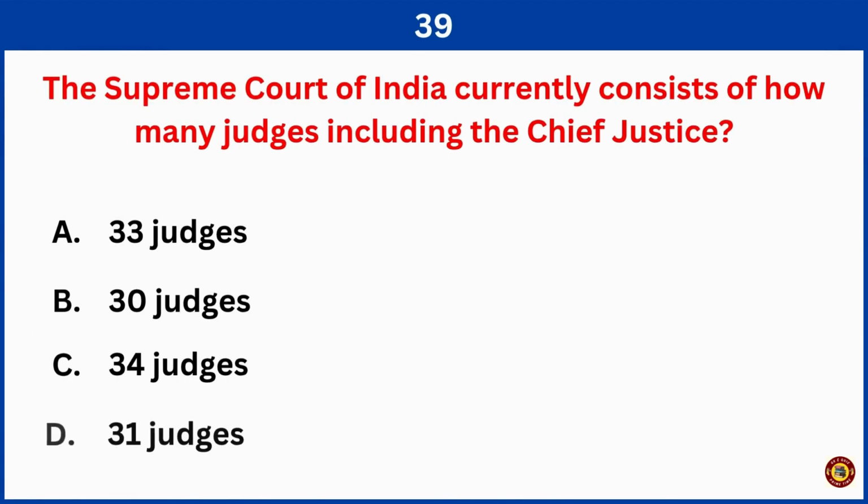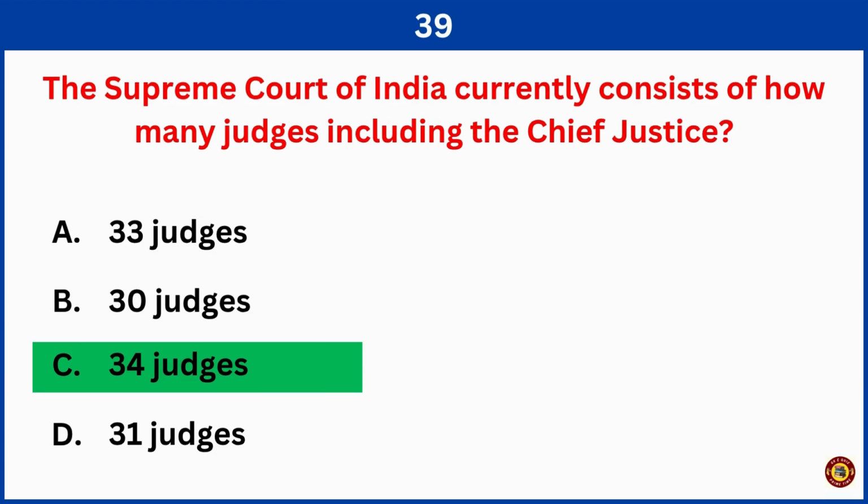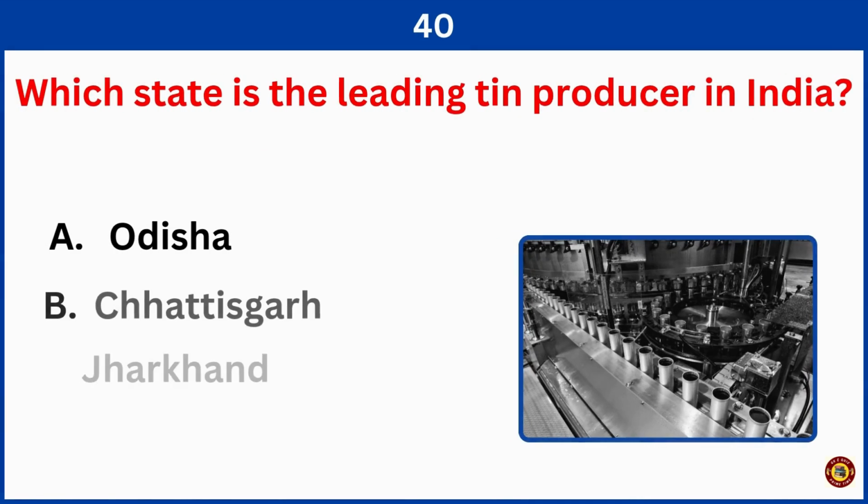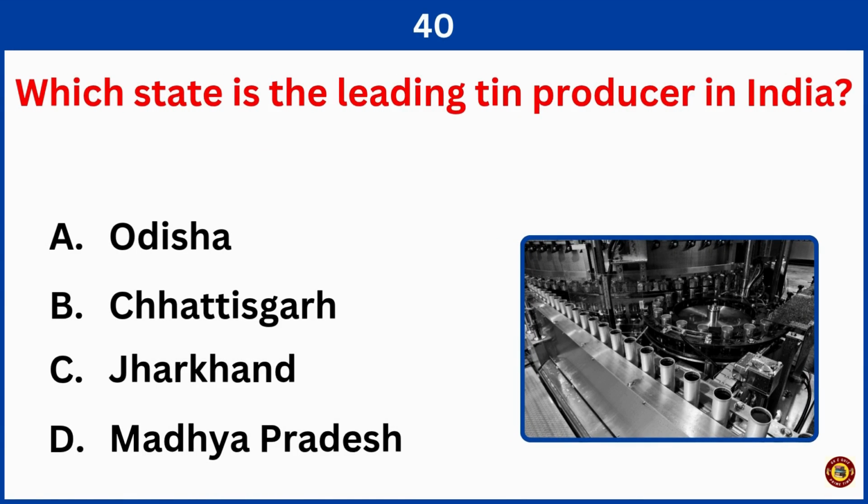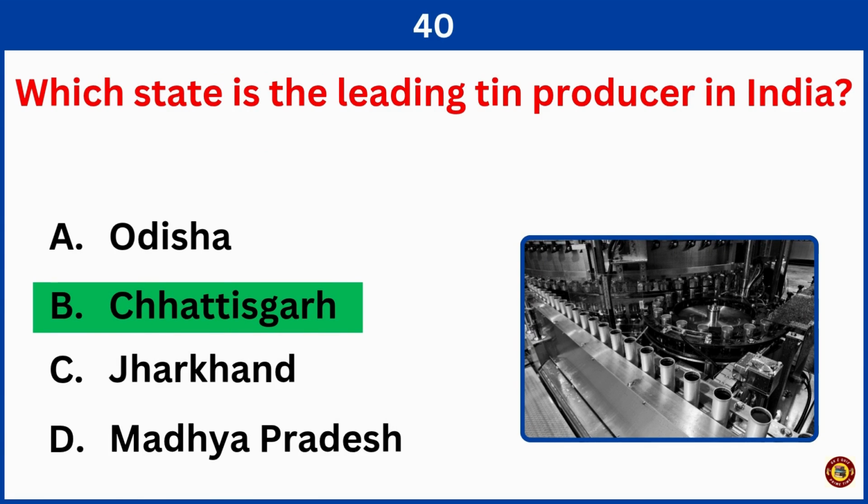The Supreme Court of India currently consists of how many judges, including the Chief Justice? Right answer is option C, 34 judges. Which state is the leading tin producer in India? Correct answer is option B, Chhattisgarh.